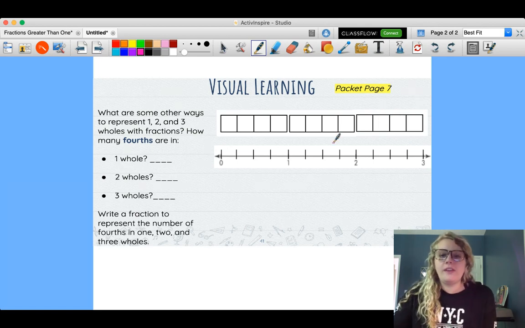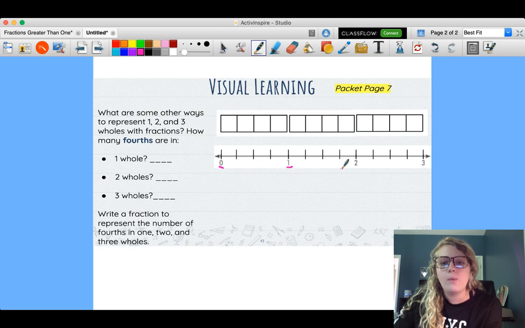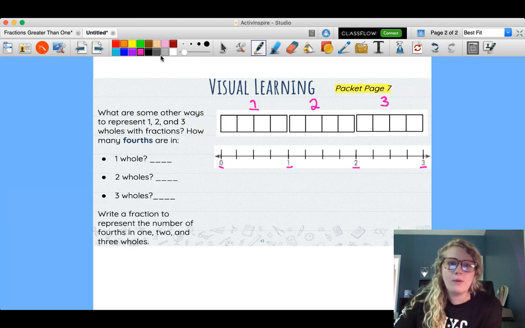When you look at these, they're a little bit different than what we've seen before. Instead of a number line labeled 0 to 1, we also have 2 and 3. And above that, with our area models, we have 1 whole, 2 wholes, 3 wholes. I'm going to color code these wholes so that you can see the difference in them, so you can tell where one starts and where one begins, because it's a little bit difficult.